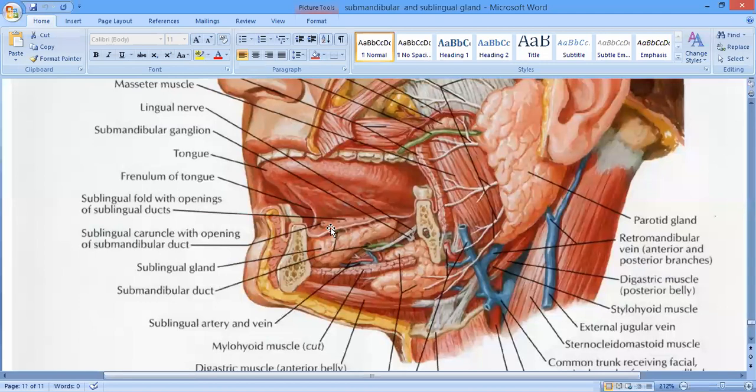What would be the blood supply, जी? Blood supply क्या होगी? Sublingual. Sublingual के relations में देख रहे यार.